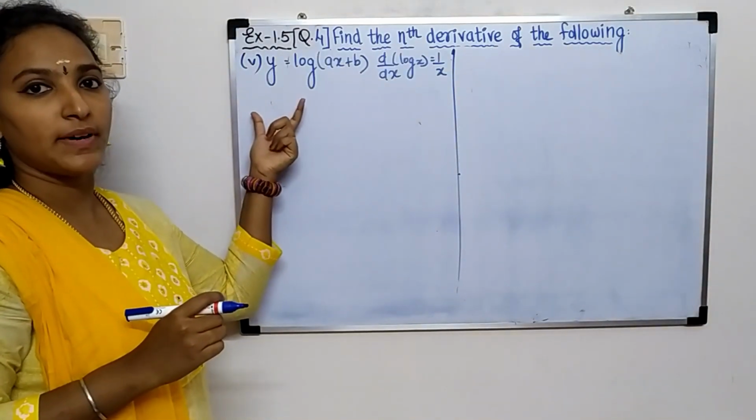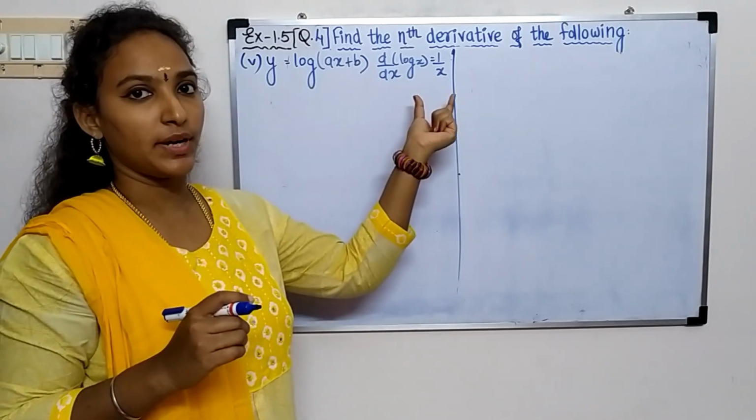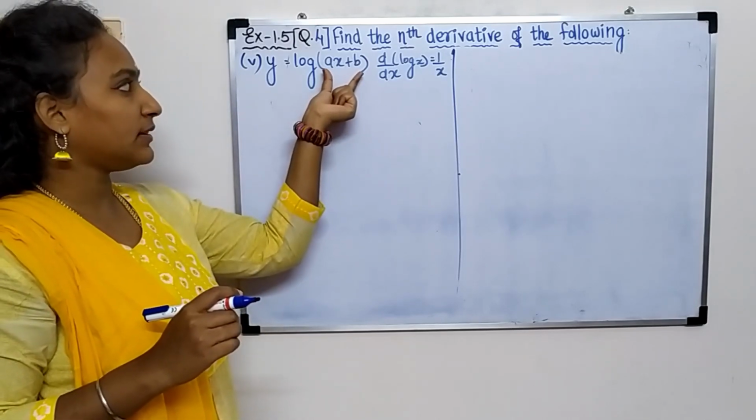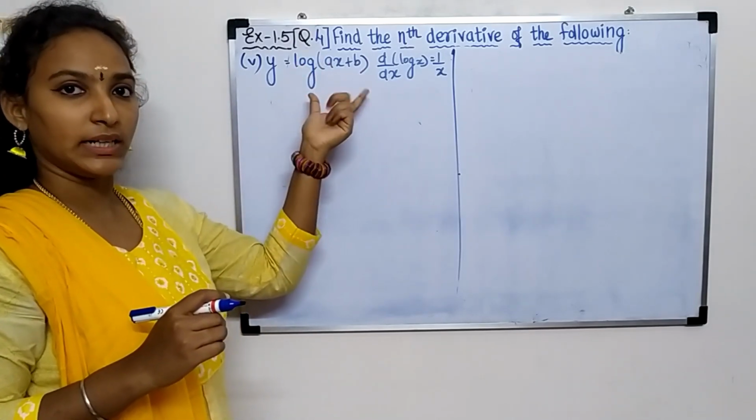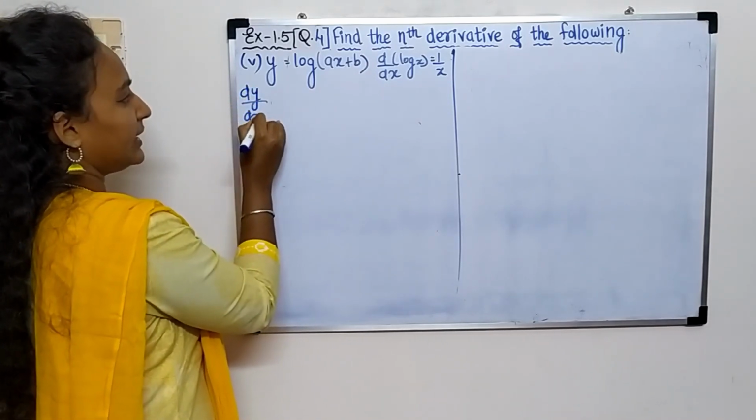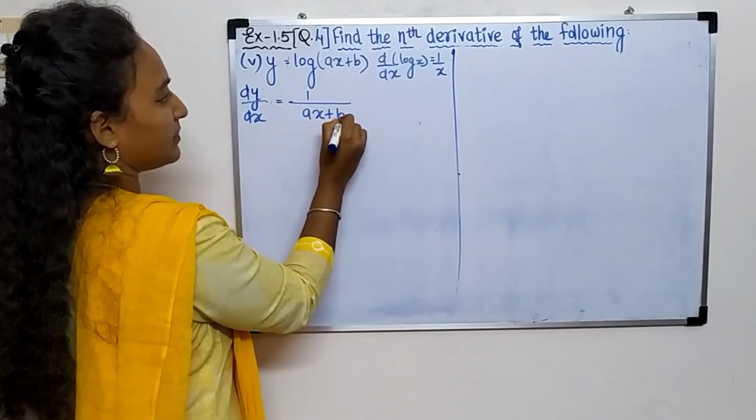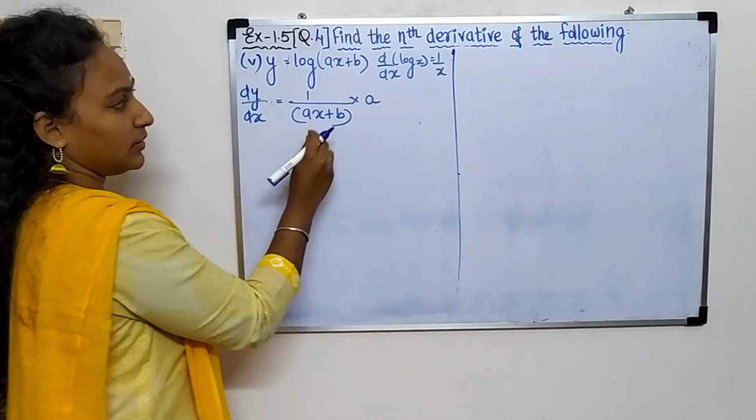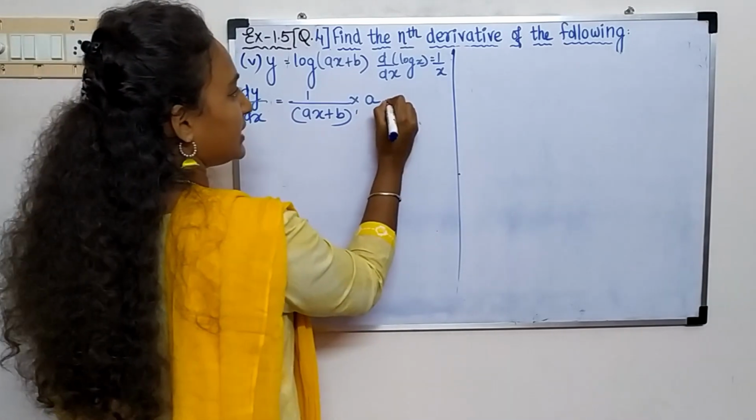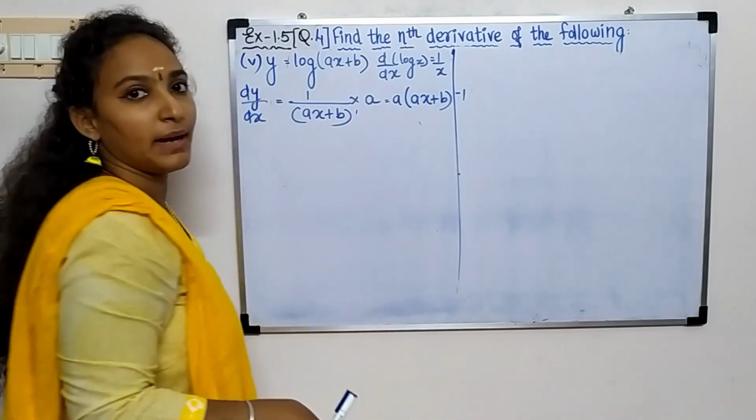Okay, see this question number 5, somewhat similar to 3 and 4. Derivative of log x is 1 upon x as we know. Using this formula, we are going to solve this. Again, the derivative of ax plus b will be a only. Okay. So, dy by dx is equal to 1 upon ax plus b into a. Here the power of ax plus b is 1. So this can be taken to the numerator as ax plus b raised to minus 1.